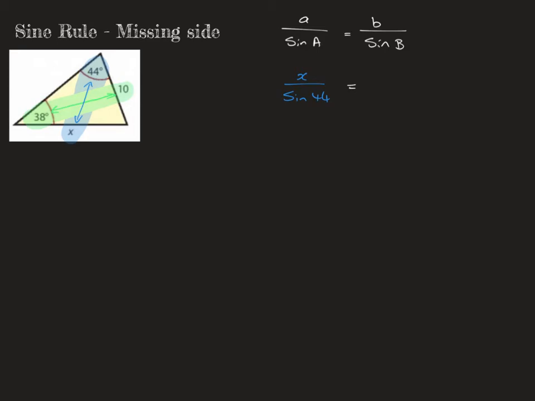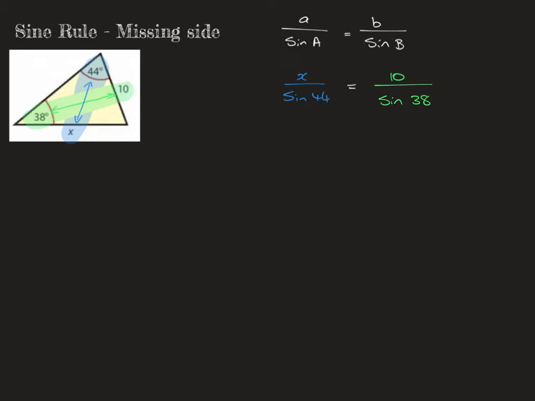The second fraction is going to be the side. In this case, the side is 10, so 10 has to go on top. So I put 10 in there, all over sine of b, and that's the sine of the corresponding angle. The one that corresponds to 10 is going to be 38. So I can say sine of 38.